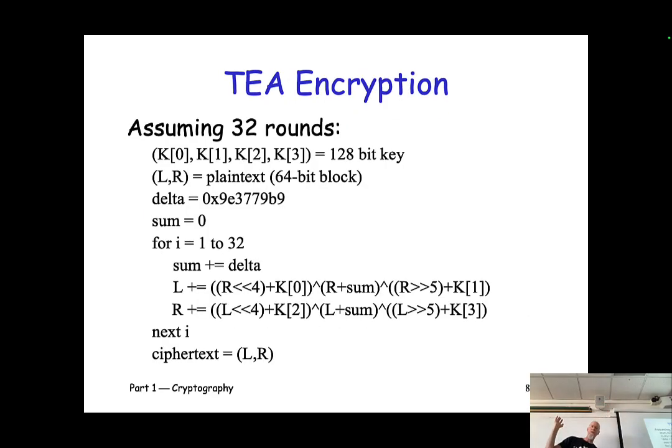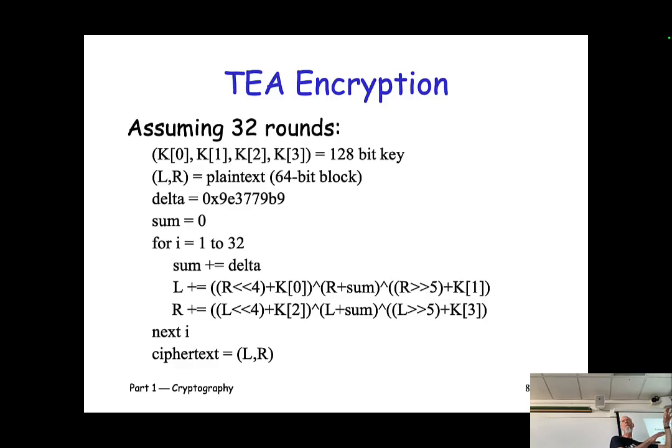Okay, and here it is. Here's encryption. The key, again, is 128 bits, so that's 4 32-bit words. The plain text is 64 bits, so the left half and right half are each 32 bits. And I have this magic number. Cryptographers hate magic numbers, so you have to tell them where it came from.